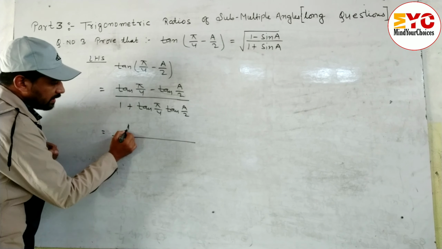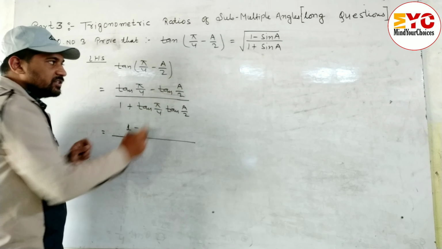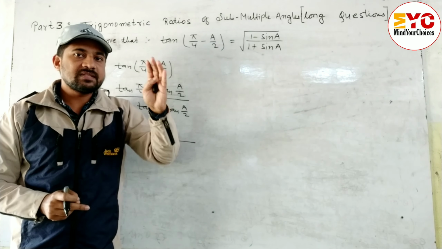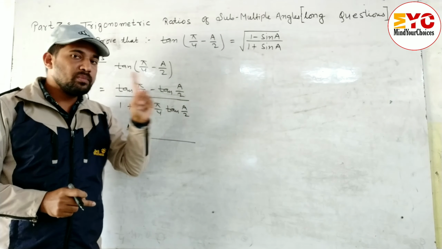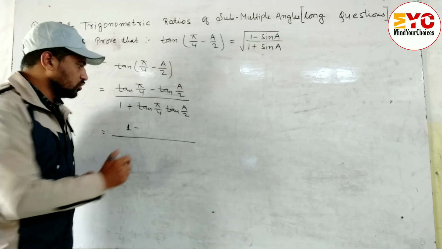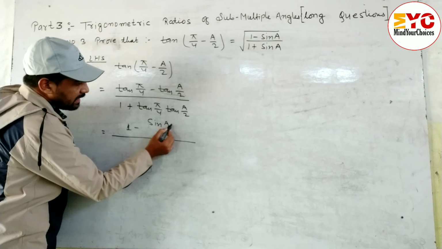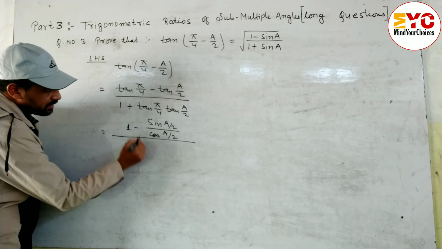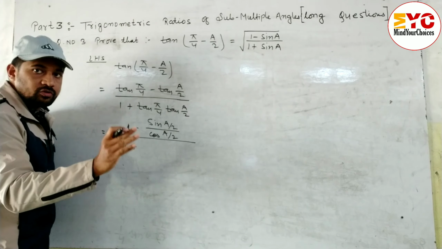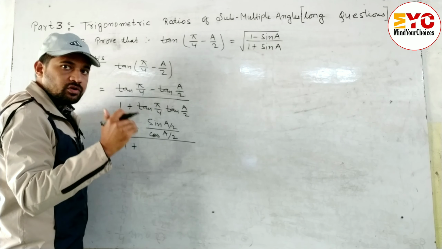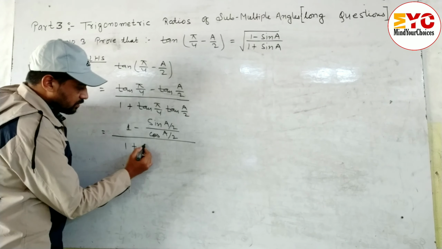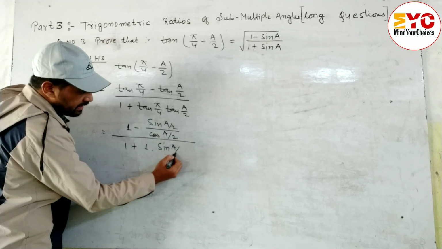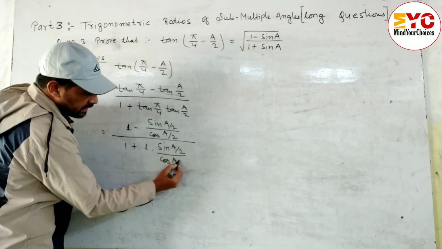So we can write here 1 minus tan A/2. Convert this tan A/2 into the form of sine and cos, because we need sine here. So tan A/2 means sin A/2 by cos A/2. So we can write here sin A/2 by cos A/2. Similarly, 1 plus tan π/4, same thing. Tan π/4 means tan 45, which means 1, into tan A/2, and tan A/2 means sin A/2 by cos A/2.